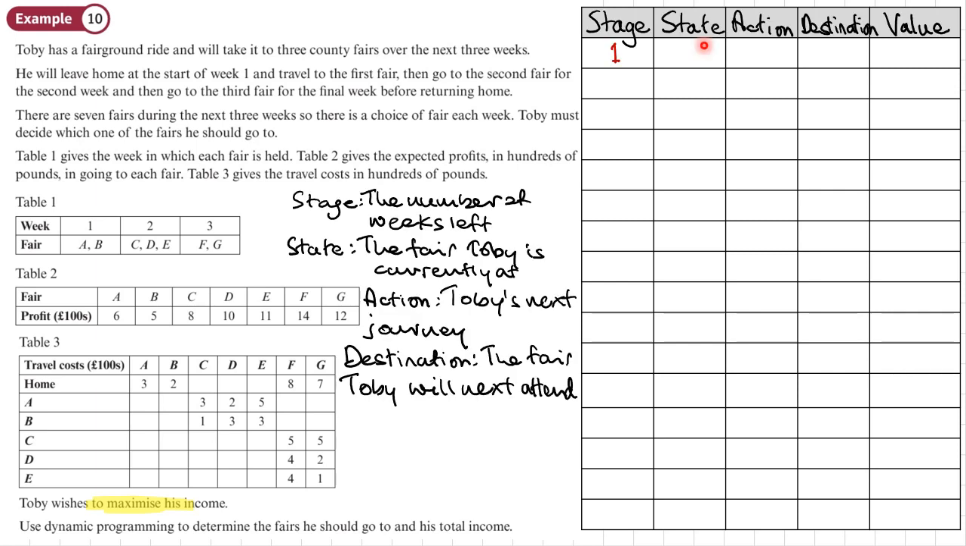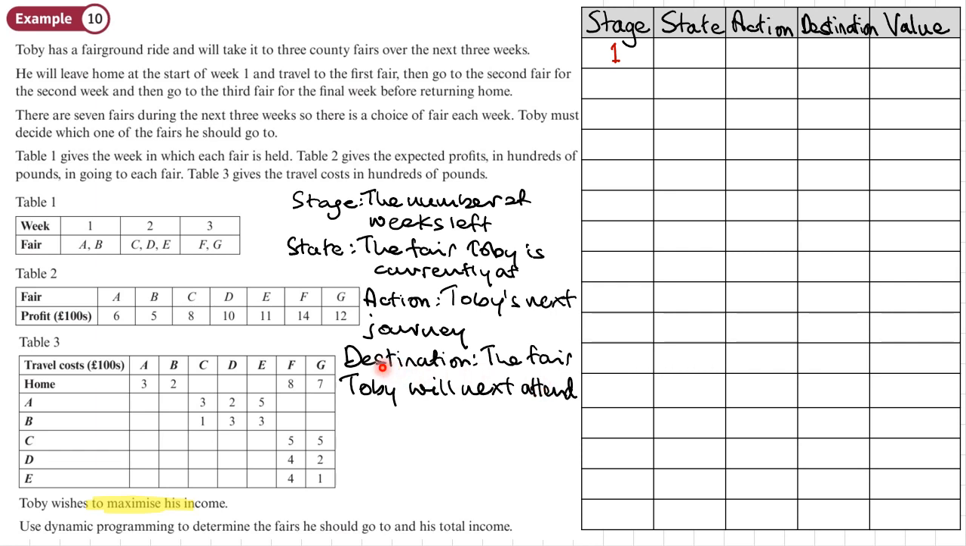Okay, so I've got my table ready. It's worth noting what stage, state, action and destination mean in the context of this question. So the stage is the number of weeks that he has left. The state is the fair that Toby is currently at. The action is going to be Toby's next journey, and the destination is the fair that Toby will next attend.